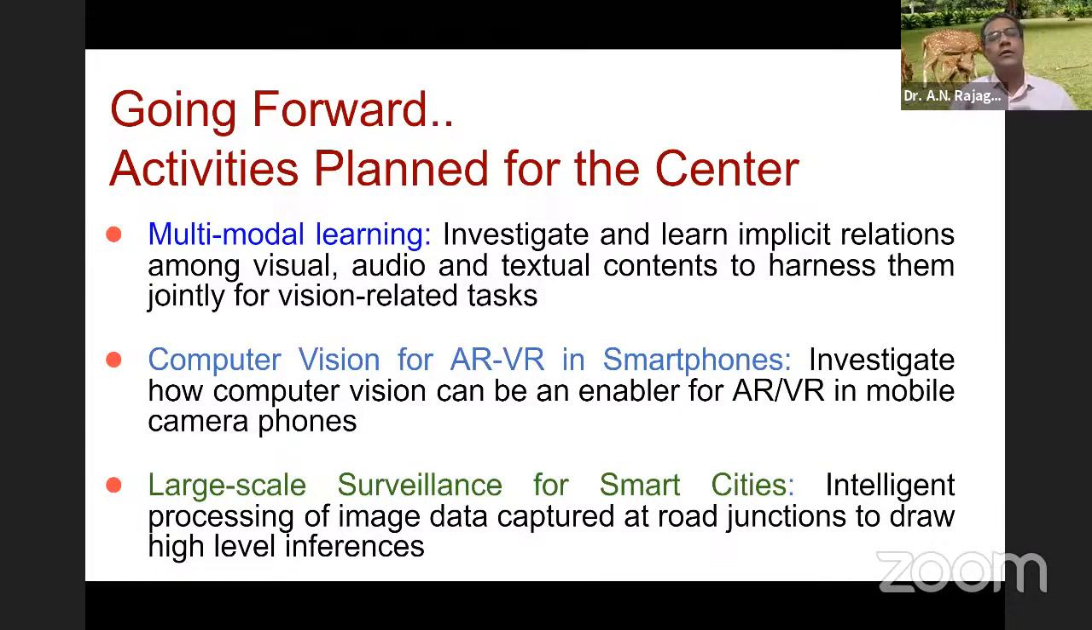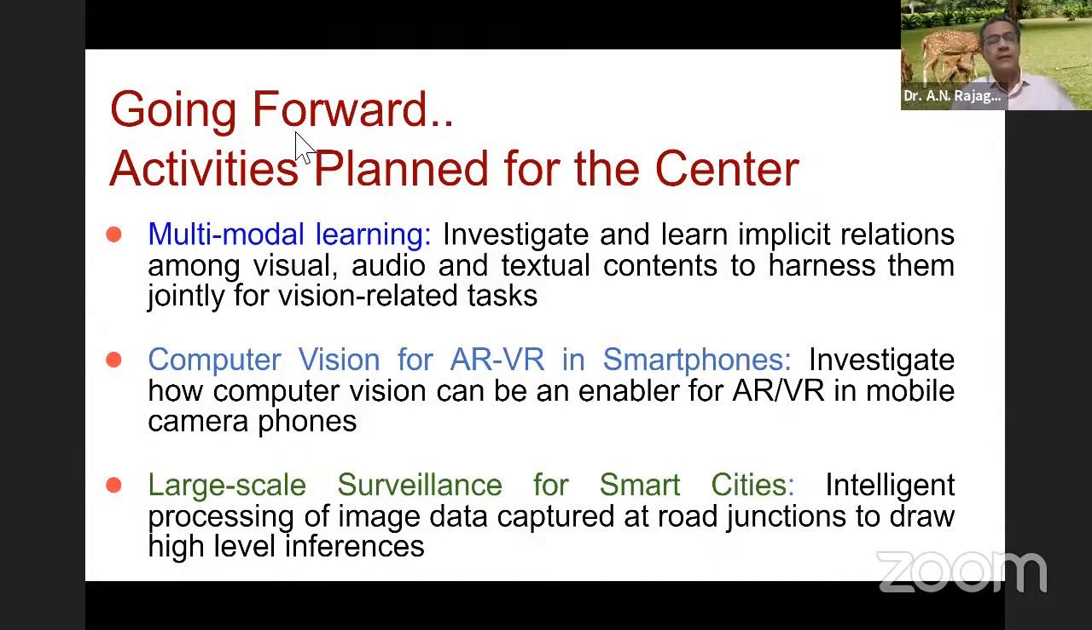So we want to do something like multimodal learning. We know that the web is flooded with all kinds of data: visual, audio, text, language, all of that. So we want to learn the semantic relation. It's kind of loose; there is no tight relationship, but there is a loose relationship that exists between these modalities. We want to exploit and harness them in order to solve some joint tasks.